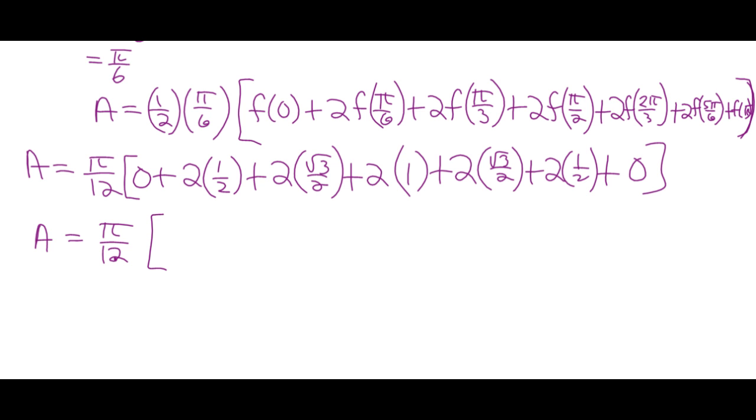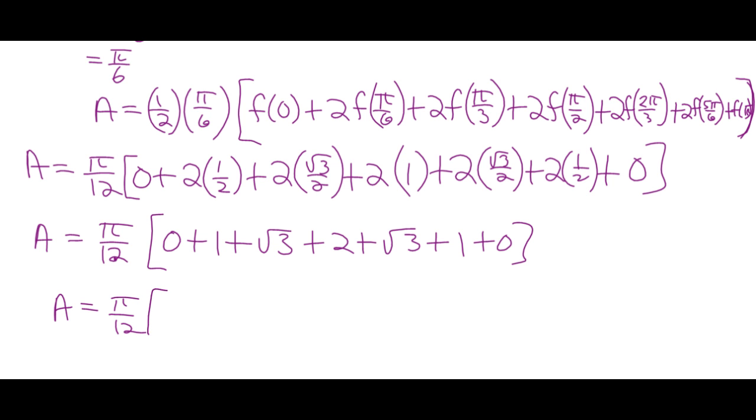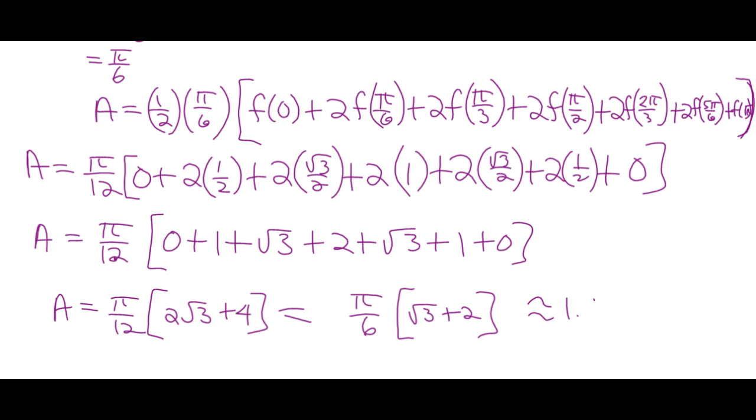So pi over 12, just going through and simplifying this, we've got 0 plus 1 plus root 3 plus 2 plus root 3 plus 1 plus 0. And what have we got? We've got 2 root 3s and we've got 4. 2 root 3 plus 4, which is divisible by 2. So it would be pi over 6 times root 3 plus 2, which is about 1.954. I just worked that out. And the actual area is 2. But we'll get to that, right?